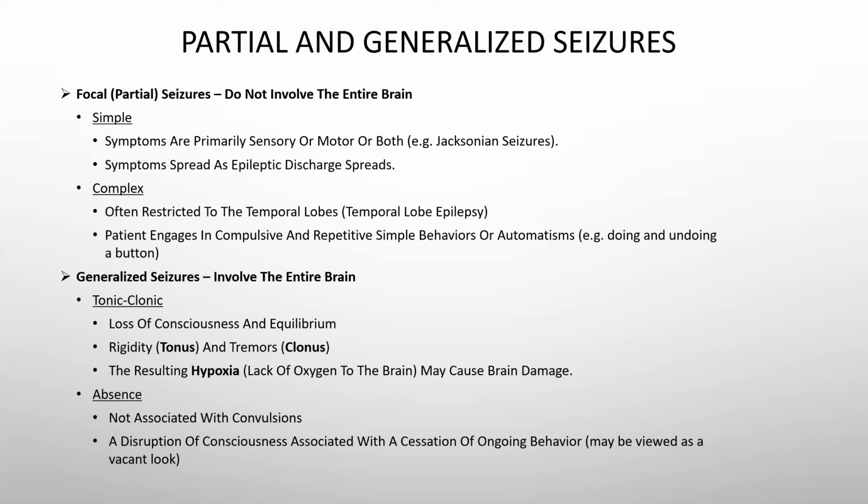And then we have generalized seizures. Now, these are seizures that involve the entire brain. We have tonic-clonic, which is loss of consciousness and equilibrium. We see rigidity here and tremors. So the tonus is the rigidity, the tremors are the clonus. That's why the name tonic-clonic. The resulting hypoxia, which is the lack of oxygen to the brain, can cause brain damage. So these can be quite severe seizures.